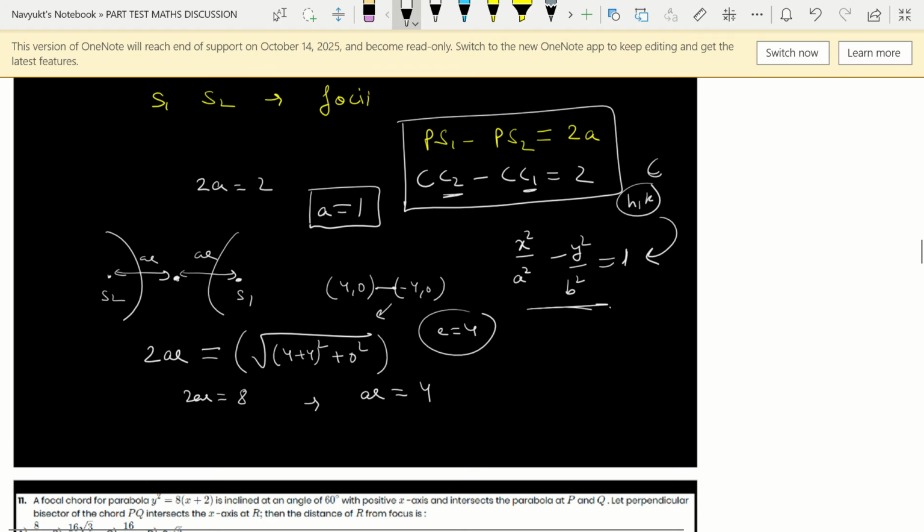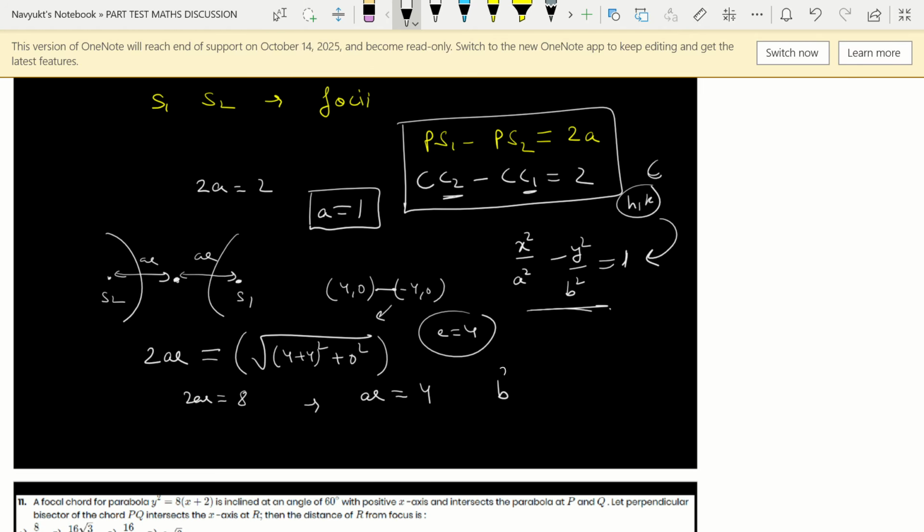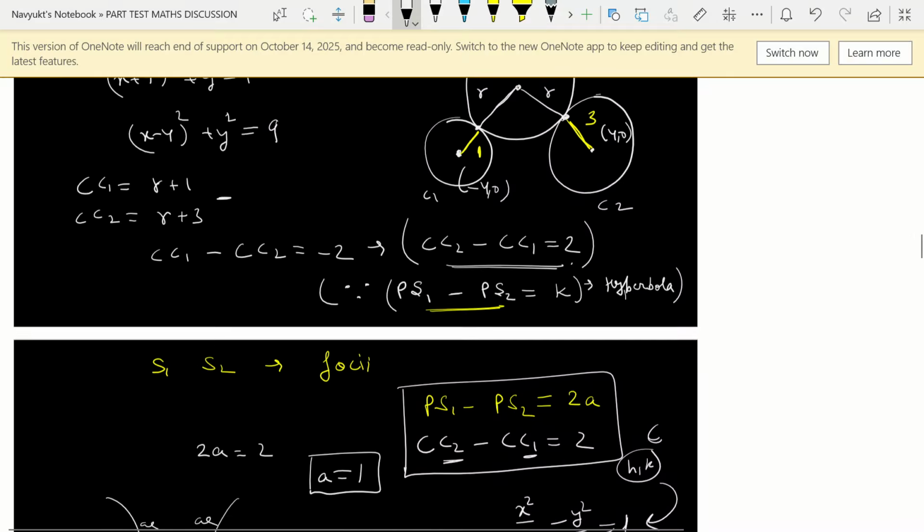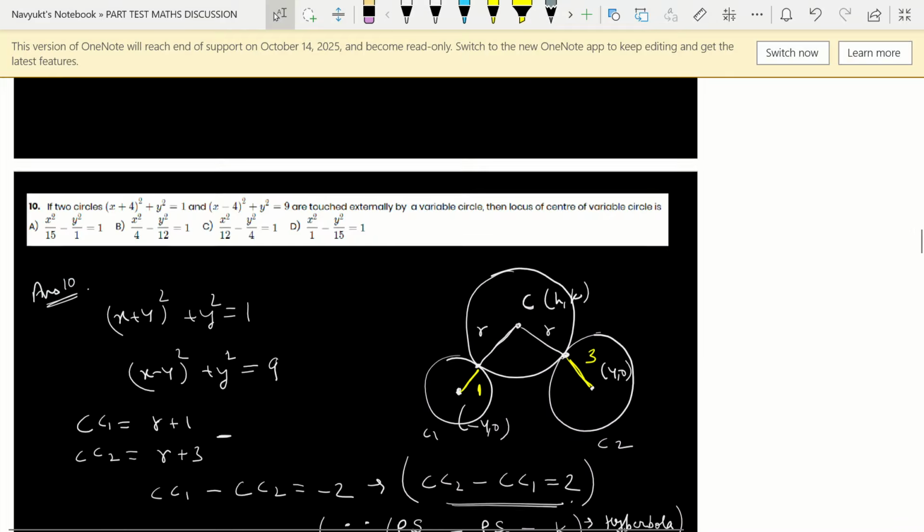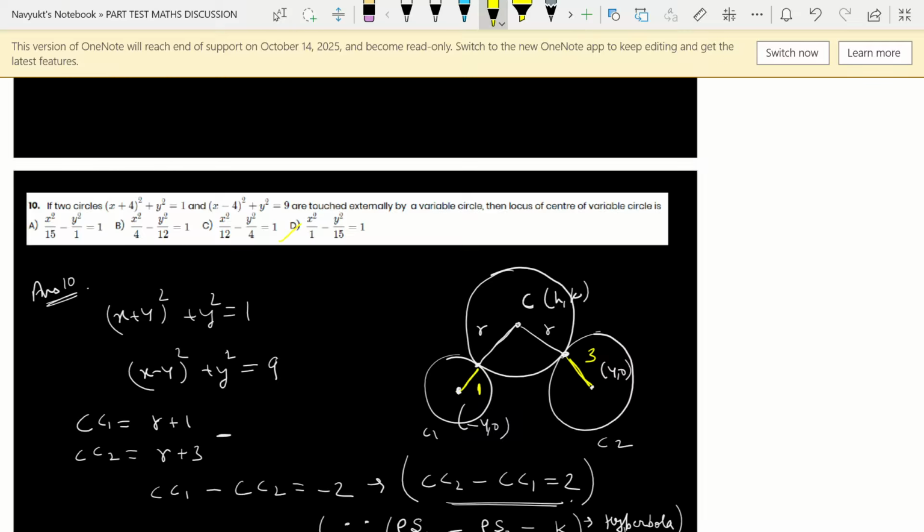Now how to find b? That is a very basic relation of the hyperbola: b square equals a square into e square minus 1, right? So what will be the b square value? a is 1, e is 4, so 16 minus 1, which is 15. So your final answer would be, we'll just replace a square by 1, and in the place of b square it should be 15. So this would be the locus of that. x squared by 1 minus y squared by 15 equals 1. Now which option is it? Option number D, right? That is the correct answer.